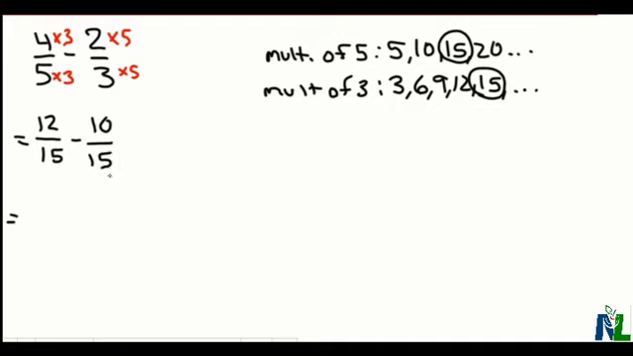Since we have a common denominator of 15, our answer will have a denominator of 15 as well. To get the numerator, we just need to do 12 subtract 10, which is 2. Since 2 and 15 cannot be reduced any further, this is our final answer.